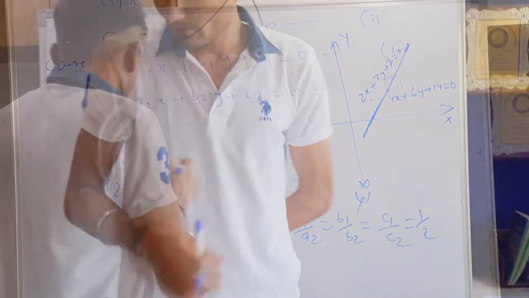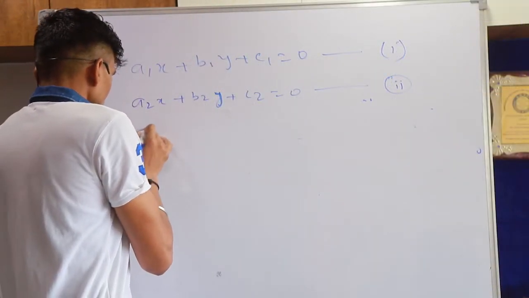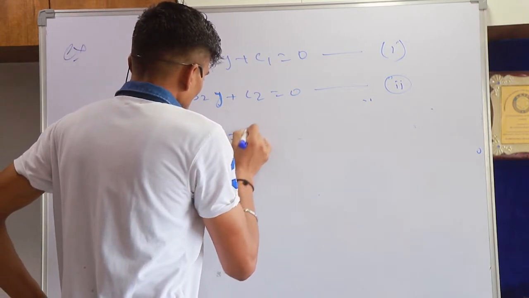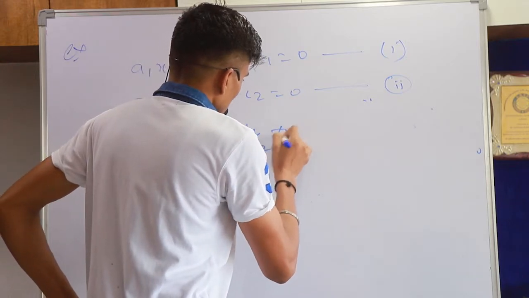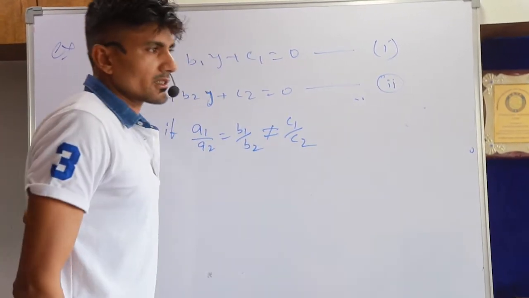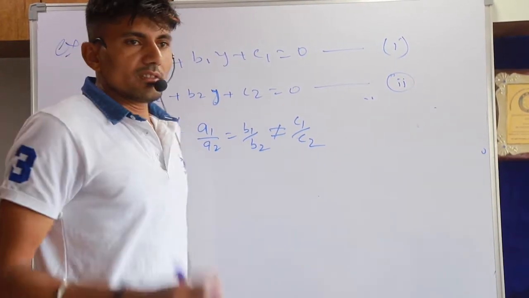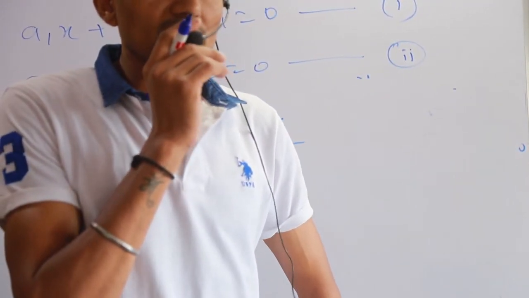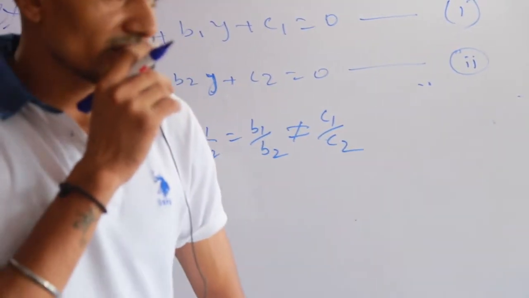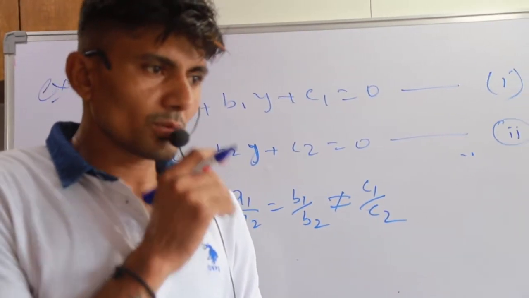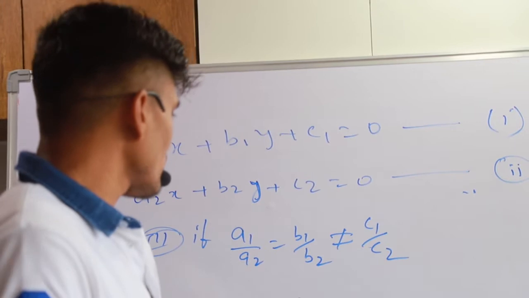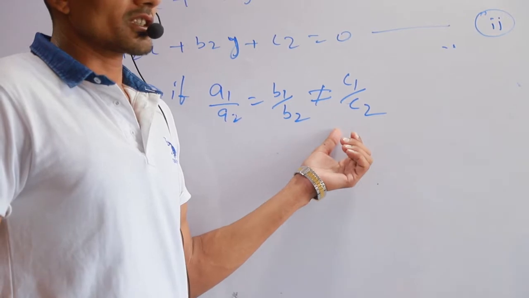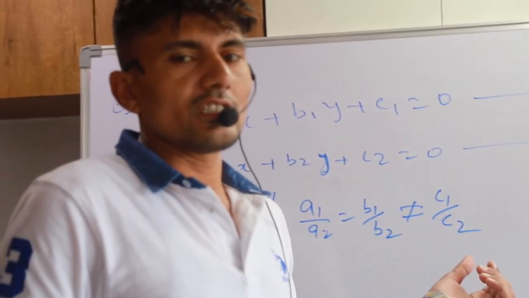Case number 3. If a1 by a2 is equal to b1 by b2 but does not equal c1 by c2, then in this case we don't have any solution of this linear pair of equations. Solution means the common solution of both equations. That means in this case, if the condition is like that, a1 by a2 equal to b1 by b2 but not equal to c1 by c2, then we will not get any solution.